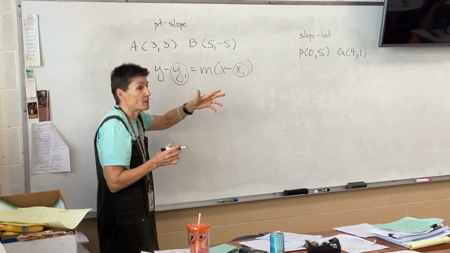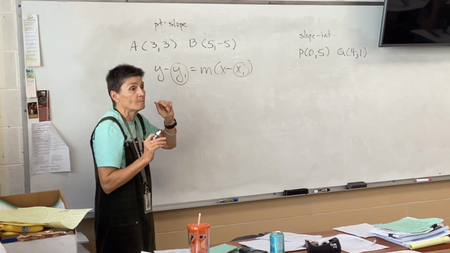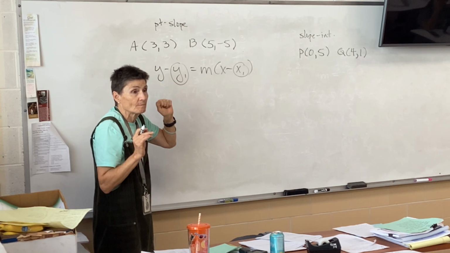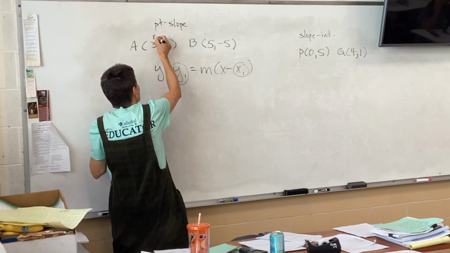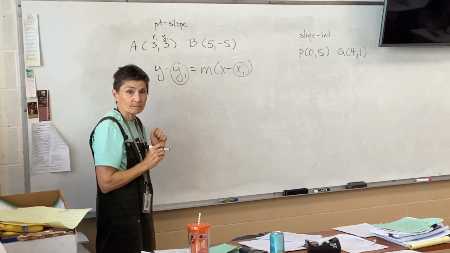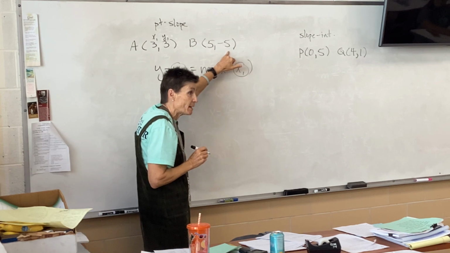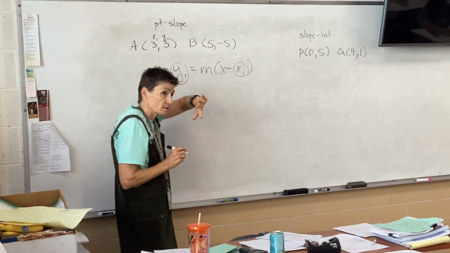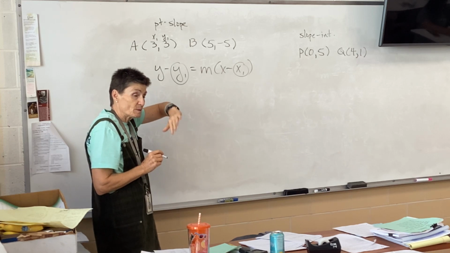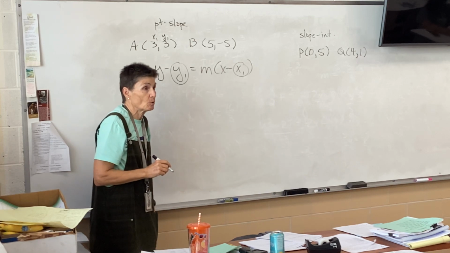All right, which point do you want to use? It makes no difference. Just pick one. Which one do you want to use? 3, 3. So that means this is my X1, this is my Y1. If I use this point, then that's my X1 and that's my Y1. Got it? What's the first thing I need to do if I'm going to write the equation of this line?